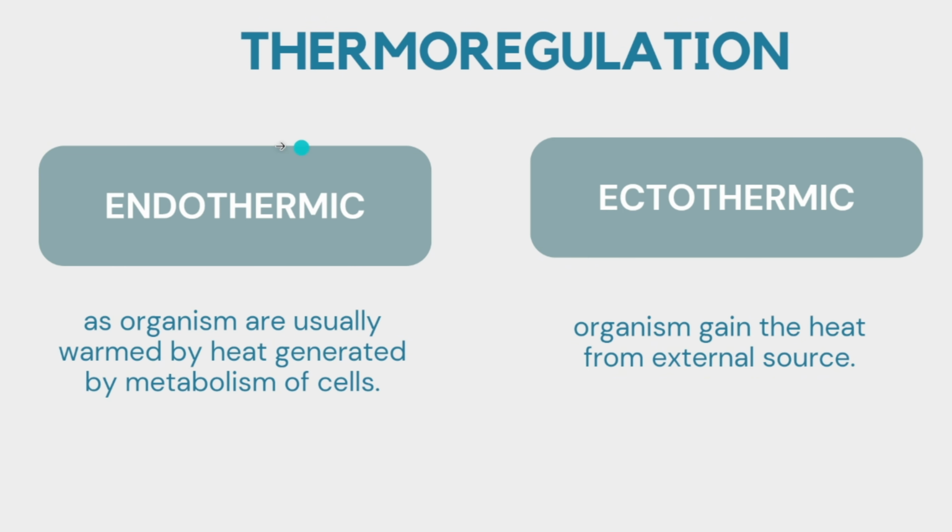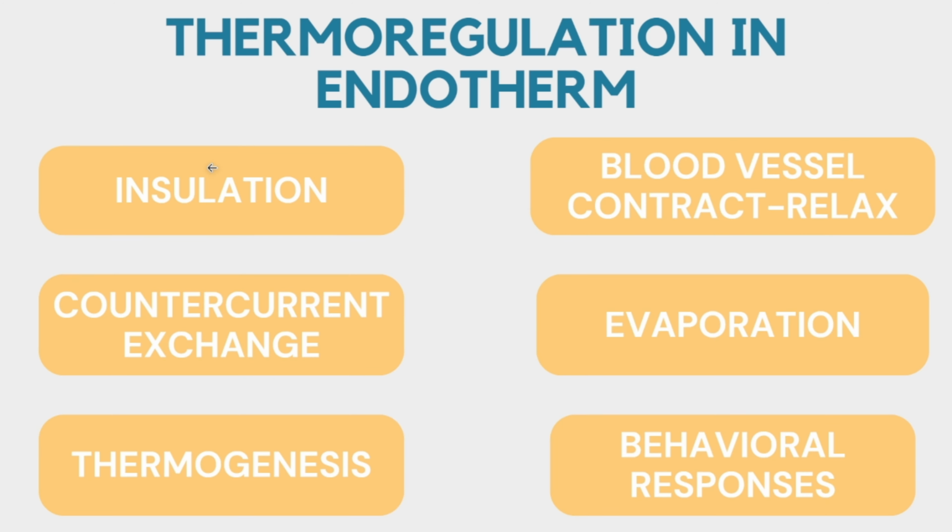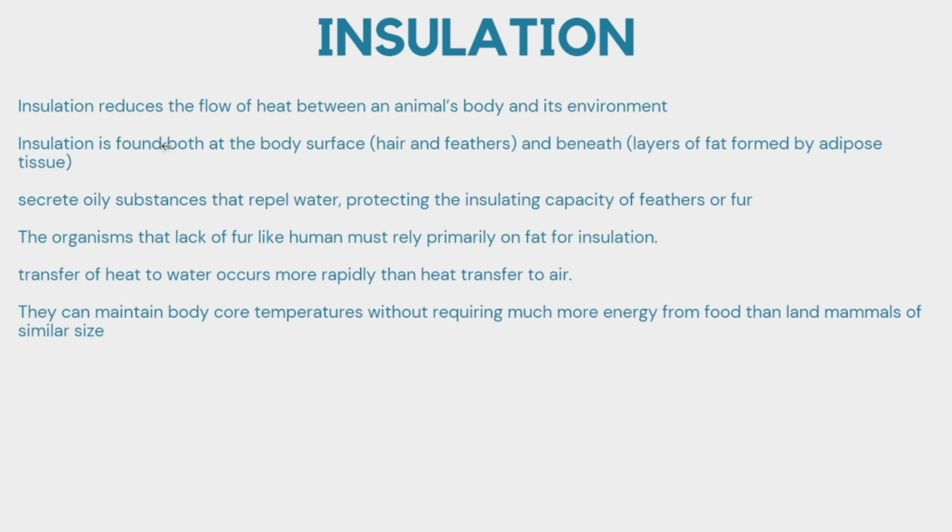No. In our syllabus, we only learn about endotherms. Ectotherms are not in our syllabus, so you don't need to learn them. Only endotherms. For endotherms, if you refer to Campbell, there are 6 major ways to regulate body temperature: insulation, blood vessel contraction and relaxation, countercurrent exchange, evaporation, thermogenesis, and finally behavioral response. We will go through them one by one.